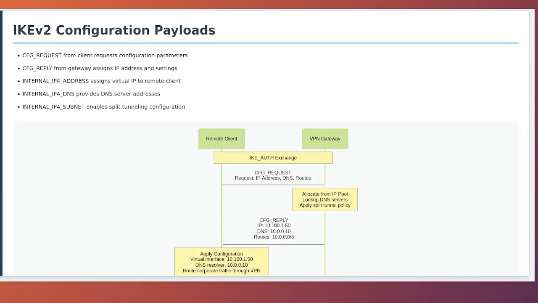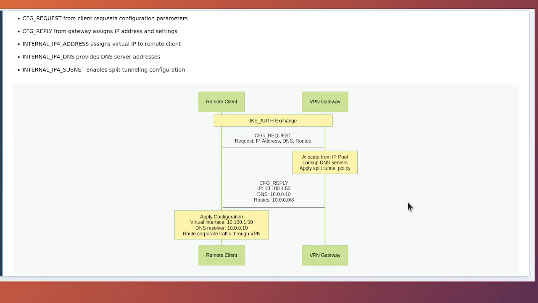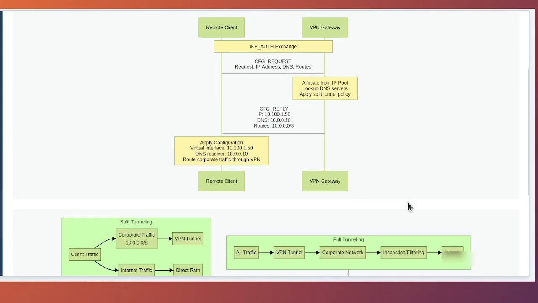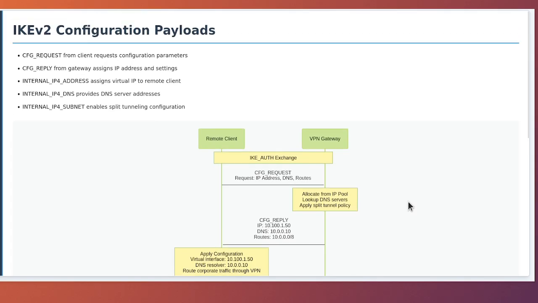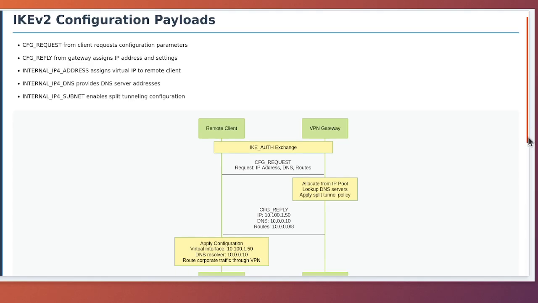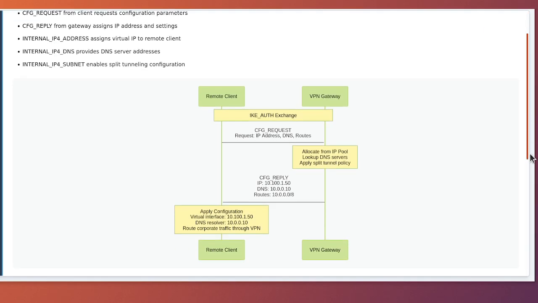IKEv2 configuration payloads. Configuration payloads in IKEv2 allow the responder to assign configuration parameters to the initiator during tunnel establishment. This is particularly important for remote access VPNs where mobile clients need to receive IP addresses, DNS servers, and other network configuration from the VPN gateway. Understanding configuration payloads is essential for implementing remote access solutions that work seamlessly with client applications.